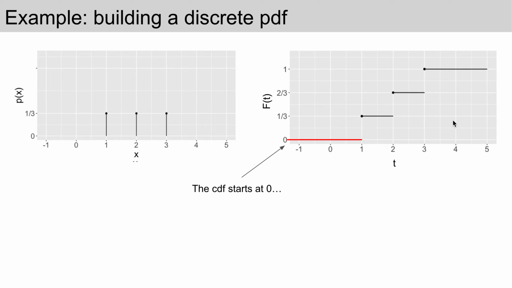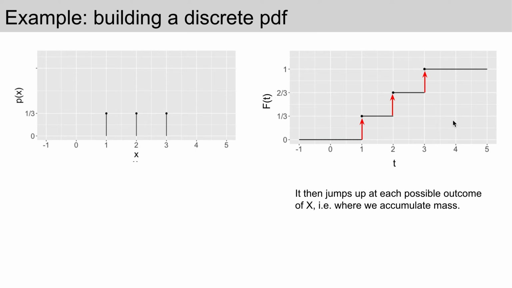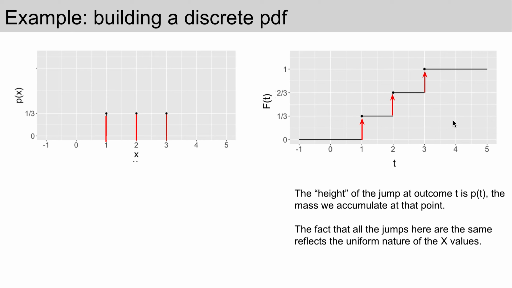Though the CDFs will look different for other discrete models, they share similar features. First, a CDF starts at 0, either exactly or in a limit. The CDF then makes a jump at each possible outcome of the random variable x, where we accumulate mass. The height of the jumps at any given outcome t is p of t, or the probability mass function at t. The fact that all of the jumps here have the same height reflects the uniform nature of the x values. That is, we accumulate a mass of 1/3 at each of our possible outcomes, 1, 2, and 3.